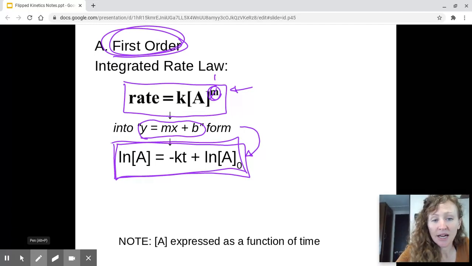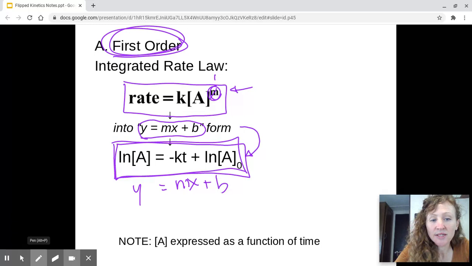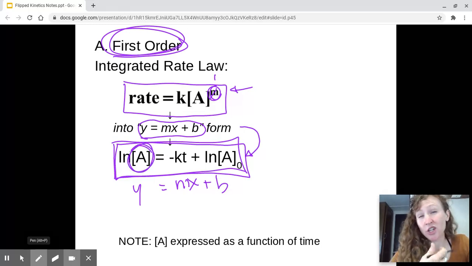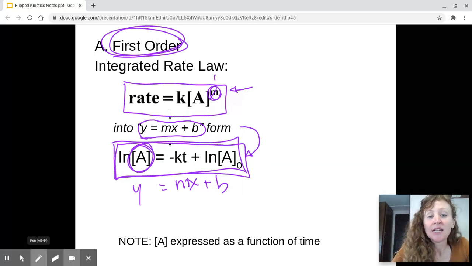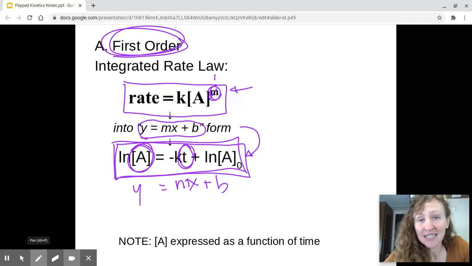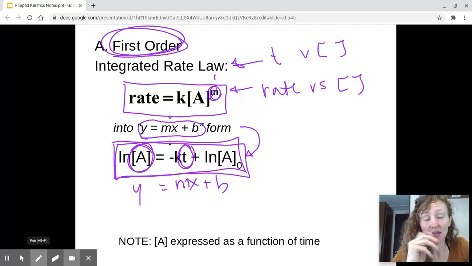And if we look at y equals mx plus b, if we look at it in terms of this, we'll notice that the y is still concentration or some form of concentration. In this case, it's the natural log of the concentration, right? X is t, it's time. So the integrated rate law is no longer a relationship between rate and concentration. It is now a relationship between time and concentration.